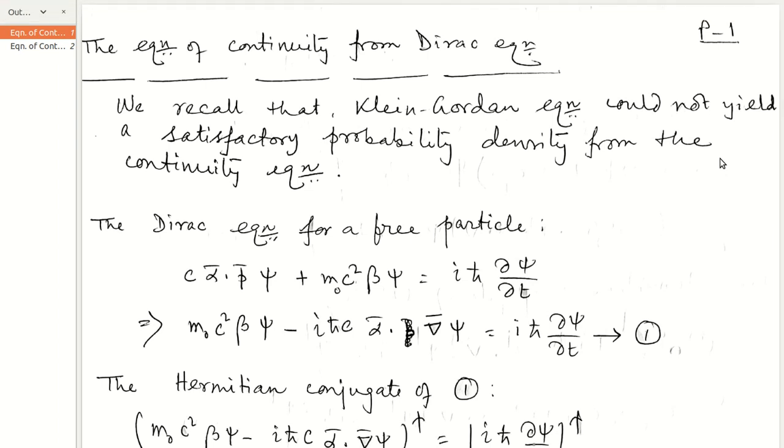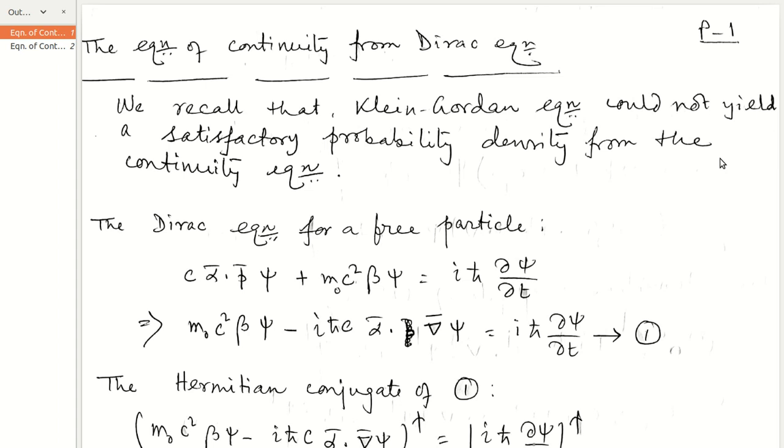We have established the Dirac equation and checked the forms of alpha and beta matrices. Now we will see whether this equation is consistent with the equation of continuity and gives us the correct, acceptable expression for probability densities.